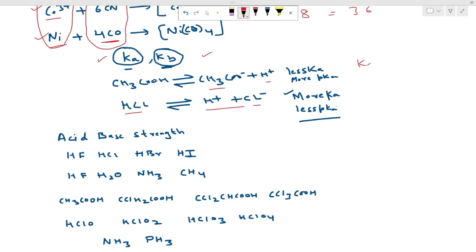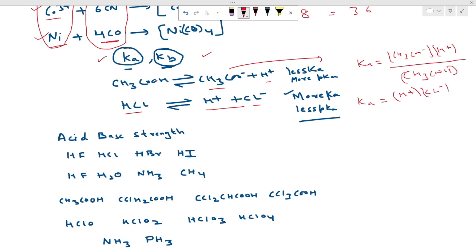If we write the value of Ka for this reaction, we will have Ka equal to CH3COO minus times H plus upon CH3COOH. If we define the K for the HCl reaction, it will be H plus times Cl minus upon HCl. Since this is a strong electrolyte, the concentration of H plus and Cl minus will be higher in this case, and since acetic acid is a weak acid, the concentration of acetate and H plus ion is lower. So we can say that this K is very small, this K is large.